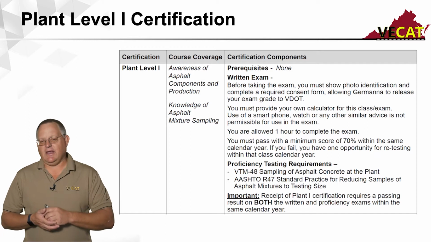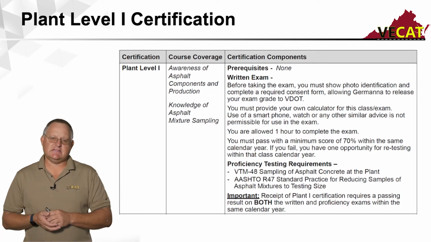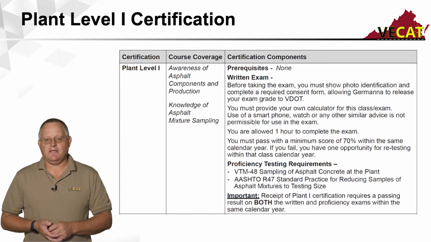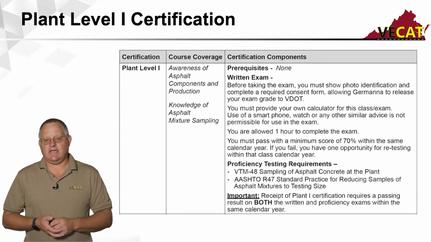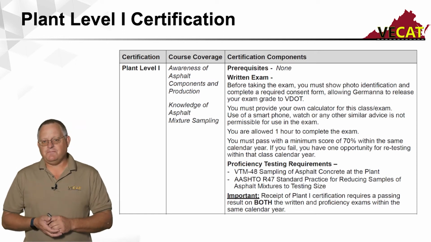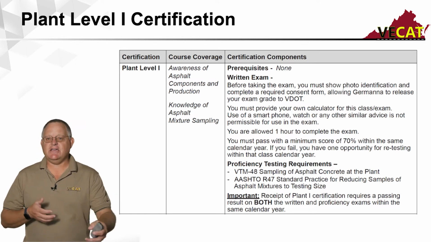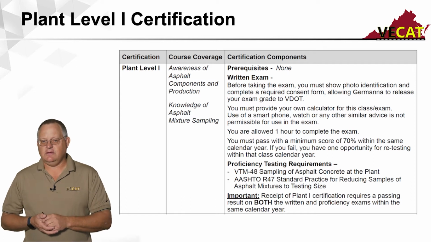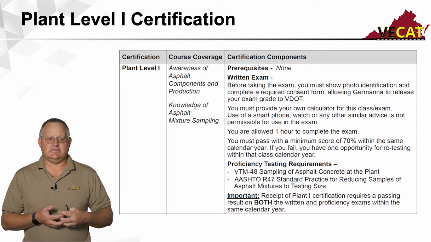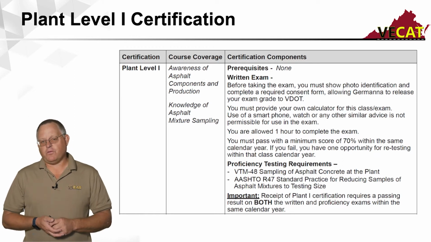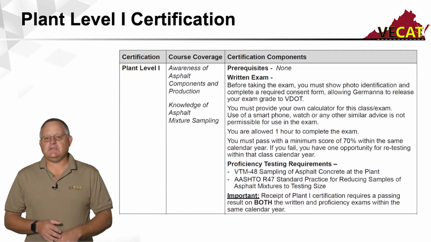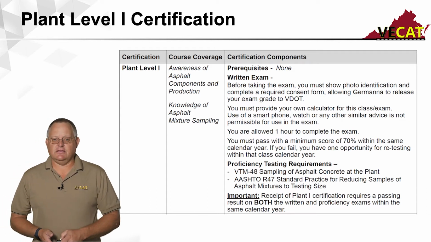As you can see, as we've laid out in this table pretty concisely, one, there's no prerequisite, so this is your introductory course, but you do have to pass a written exam, and then once you pass the written exam, then we perform a proficiency. Whether it's on-site or something that we can do virtually, we need to make sure you can follow VTM 48 on how you actually sample and AASHTO R47 on how you split it down. So we're going to cover all that material in this class that you're going to be attending.